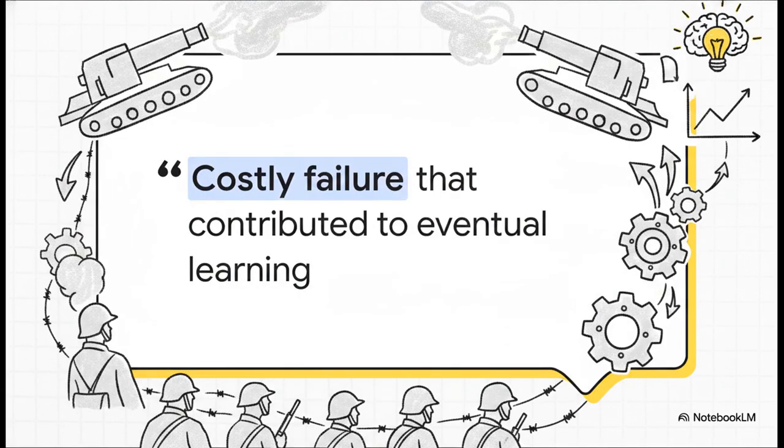But wait, here is a critical nuance for your exam. Do not, I repeat, do not just write off the Somme as a simple story of complete incompetence. Top grades require you to show that General Haig and the British commanders learned incredibly hard, painful lessons about industrial warfare from this failure. And those lessons actually shaped later, successful Allied tactics. So, describing it as a costly failure that contributed to eventual learning is a much stronger, much more historically accurate line to take than just dismissing it as a pointless disaster.